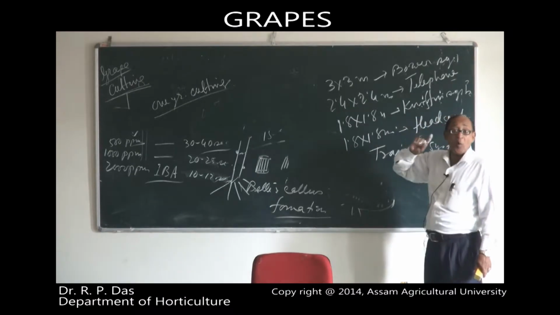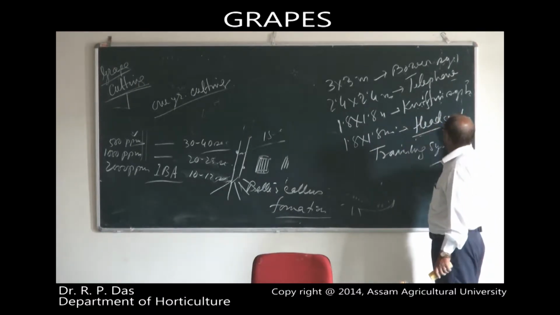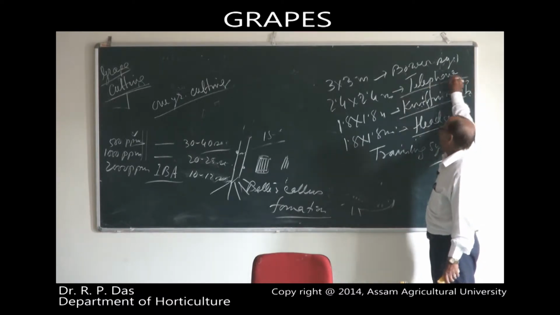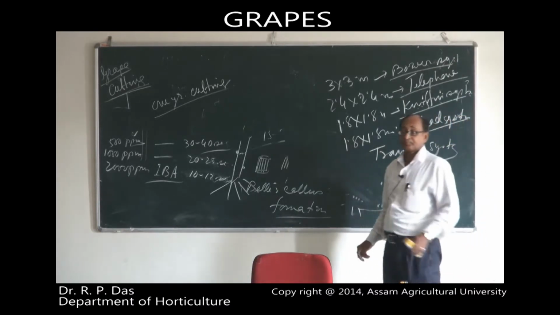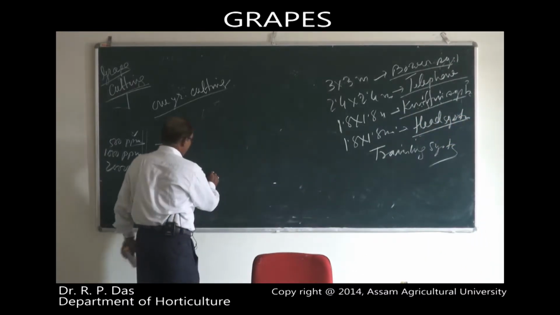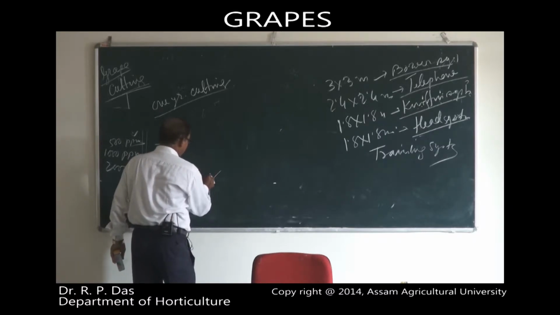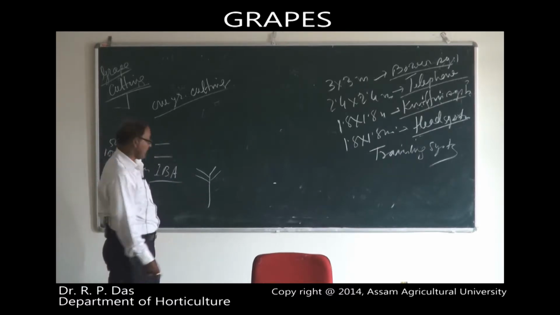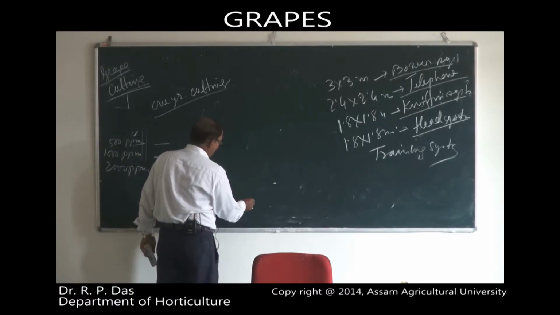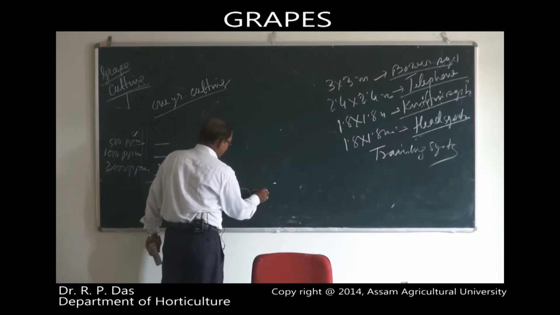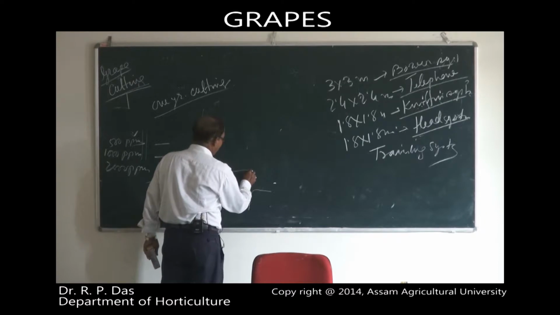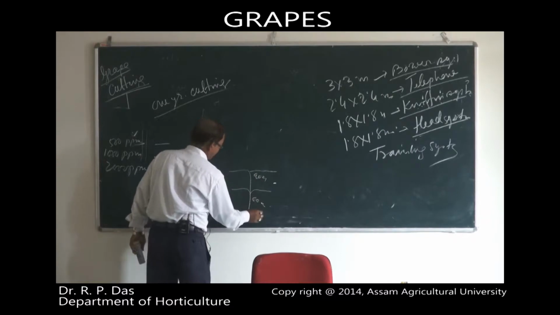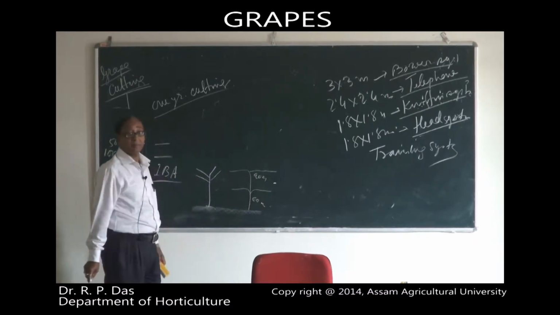So in grapes, there are 4 training systems: head system, number 2 the Kniffin system, then telephone system and Bauer system. For head system, a small head is prepared with 3 or 4 branches at the top portion. That's why it is head system. In the Kniffin system, 2 pairs of shoots are allowed to grow at a particular height, that is 60 centimeter height and 90 centimeter height. This is the base portion, ground portion.